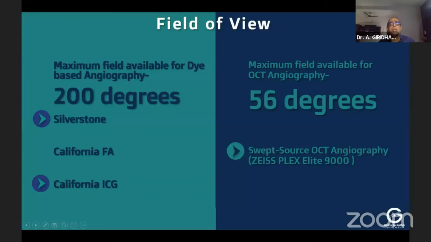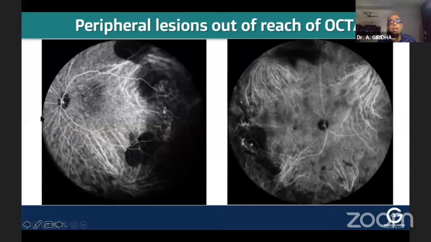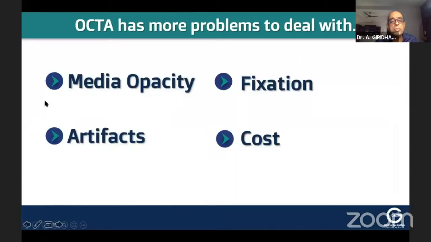Field of view is definitely a great issue with Octa. Conventional Octa has got very little field of view, but if you go for a larger field of view with Octa, you need to spend a few crores of rupees to get a machine. But as far as the peripheral lesions are concerned, they are beautifully diagnosed with widefield imaging systems. Octa has problems to deal with, like, especially the artifacts, the fixation, and the exorbitant cost. All these things act as an impediment for persons to use Octa.